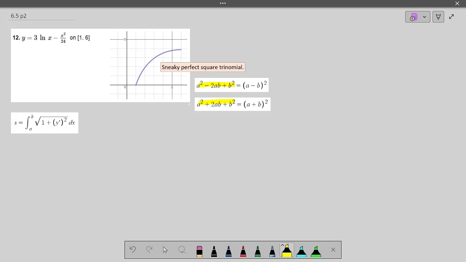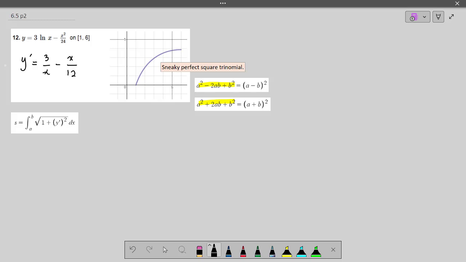Here we go. So anytime we're finding arc length, we are going to need the derivative. So let's go ahead and find the derivative of this function. Natural log's derivative is 1 over x. So we end up with 3 divided by x. And then the derivative of that square, we pop the 2 down, we subtract 1, the 2 cancels with the 24, giving a 12. So we're going to have x over 12.